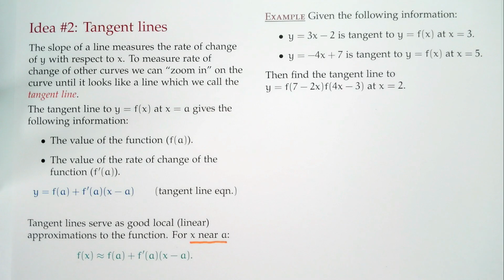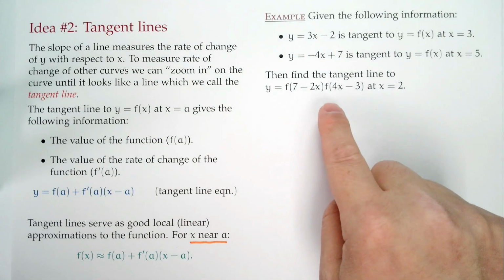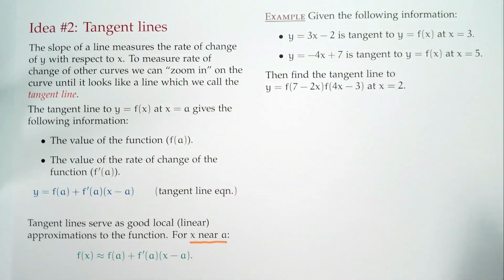So here's an example. y equals 3x minus 2 is tangent to y equals f of x at x equals 3. y equals negative 4x plus 7 is tangent to y equals f of x at 5. And then it says find the tangent line to y equals f of 7 minus 2x, f of 4x minus 3 at x equals 2. Okay, well, how can we go about doing that?